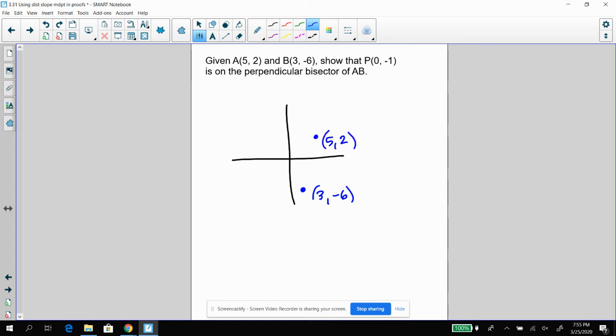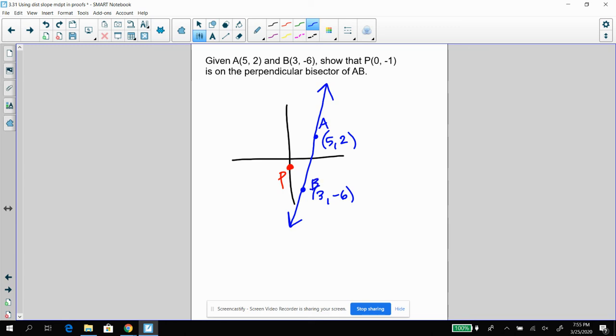So here is A, B, and I've got this line going. Oh my gosh, that's terrible. I'm not going to do that. All right. We've got this line going straight through it. I want to prove that (0, -1) right here, point P, is on the perpendicular bisector of this guy, the perpendicular bisector. So what does that mean?